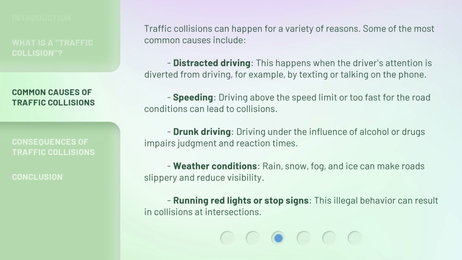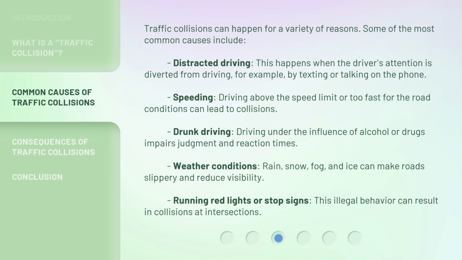Traffic collisions can happen for a variety of reasons. Some of the most common causes include distracted driving. This happens when the driver's attention is diverted from driving, for example, by texting or talking on the phone. Speeding. Driving above the speed limit or too fast for the road conditions can lead to collisions. Drunk driving. Driving under the influence of alcohol or drugs impairs judgment and reaction times.